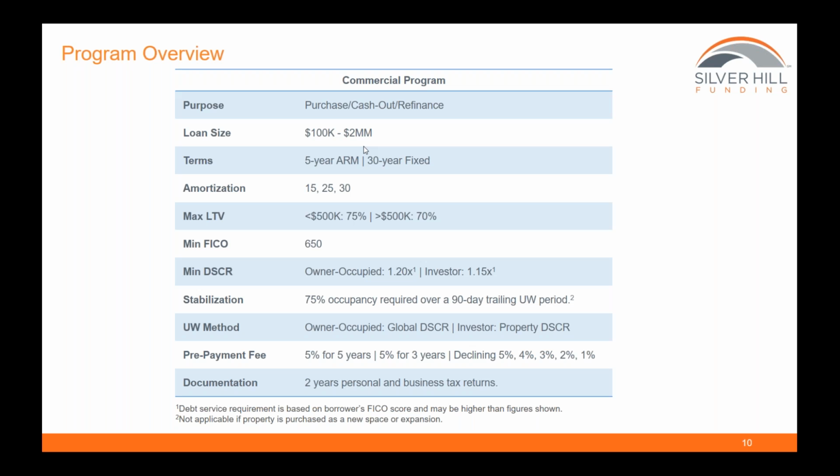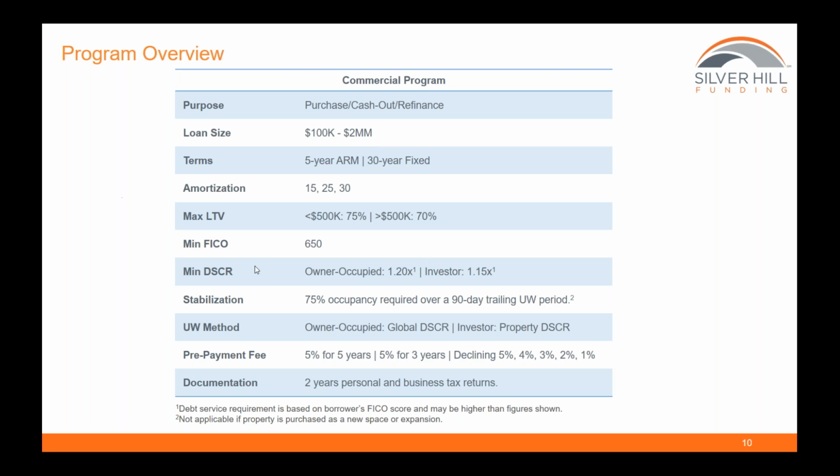Minimum FICOs, we can do a loan for as low as 650 middle credit score, okay? So we can do it, but the pricing is not going to be very attractive. So we really want to see loans above 700. That's where our pricing is going to be best and most competitive. So it doesn't mean we won't do 675 or 650. It's just that our pricing is going to be a lot better the higher you go.